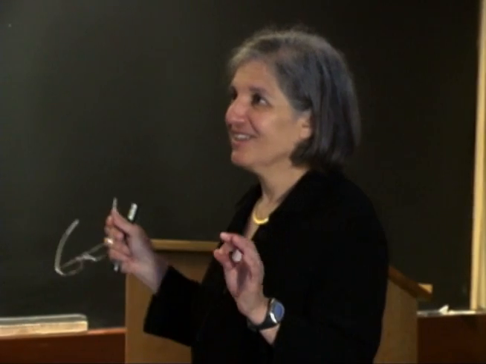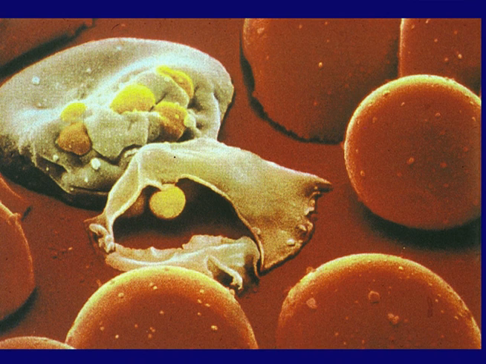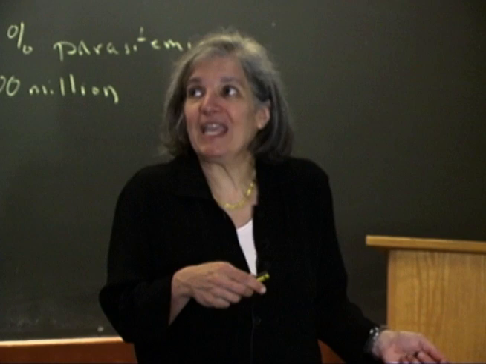Okay. All right, so now we're going to come back to talk about malaria. So this is one of the key players in malaria. This is an anopheline mosquito taking a blood meal. And here are the parasites. This is a scanning electron micrograph colorized to show the parasites.